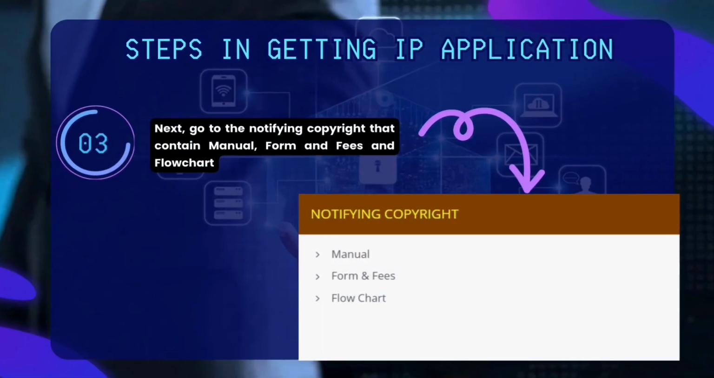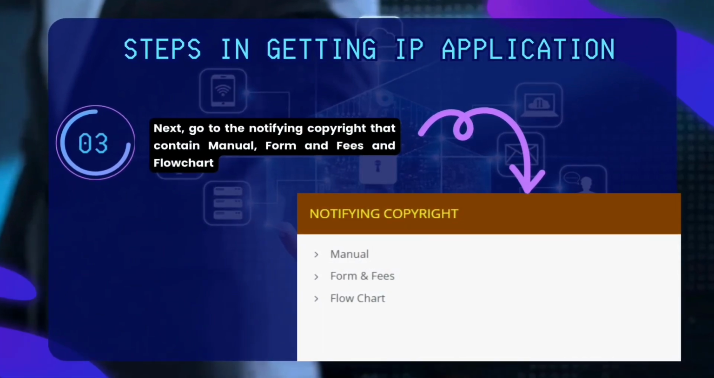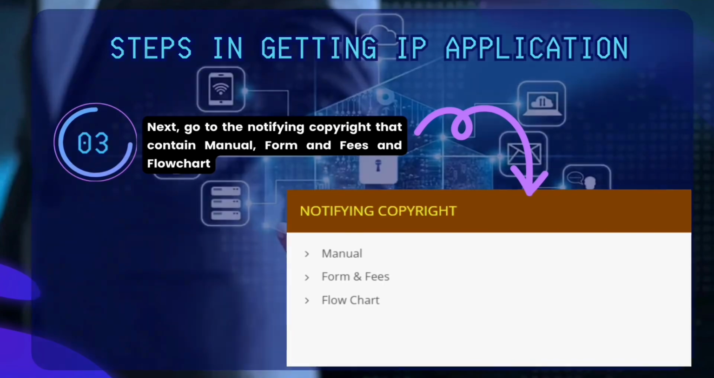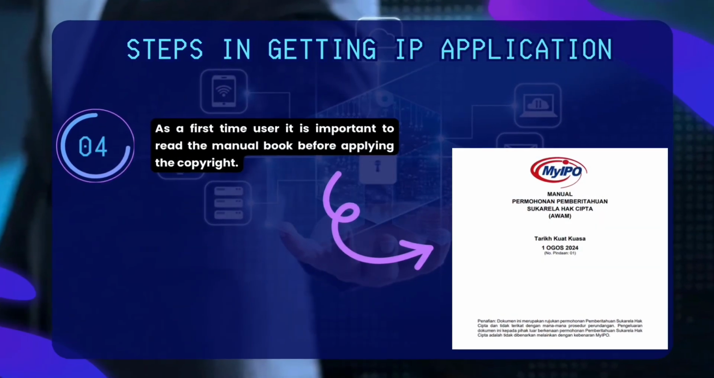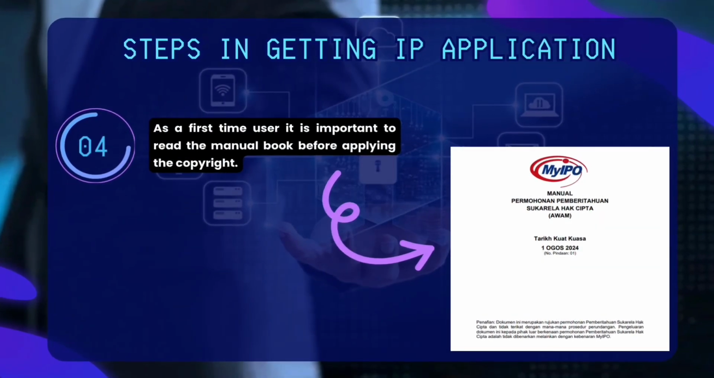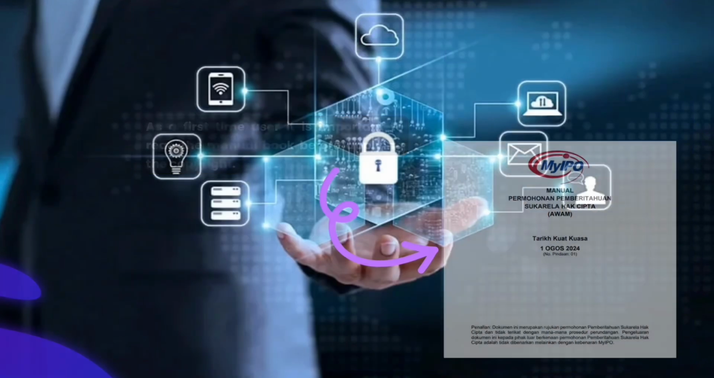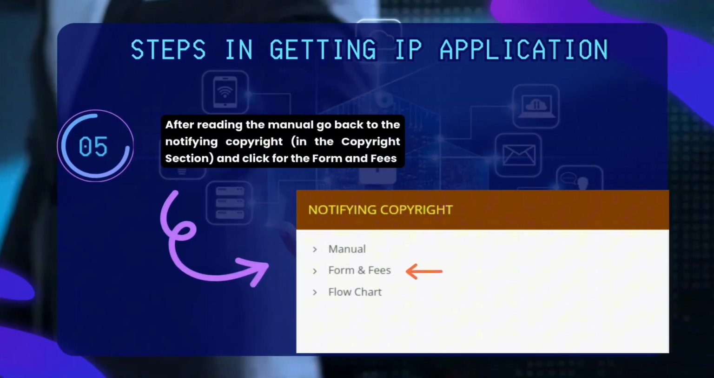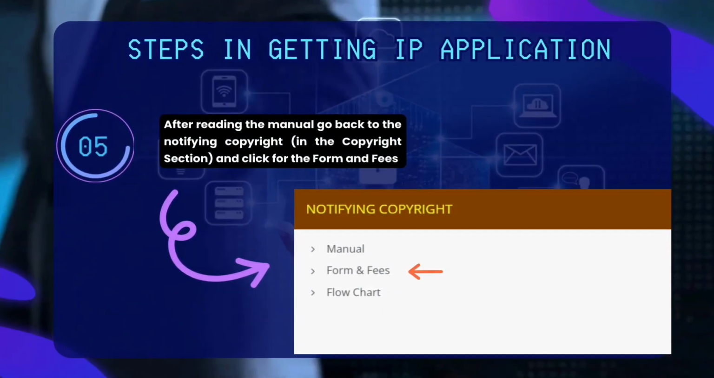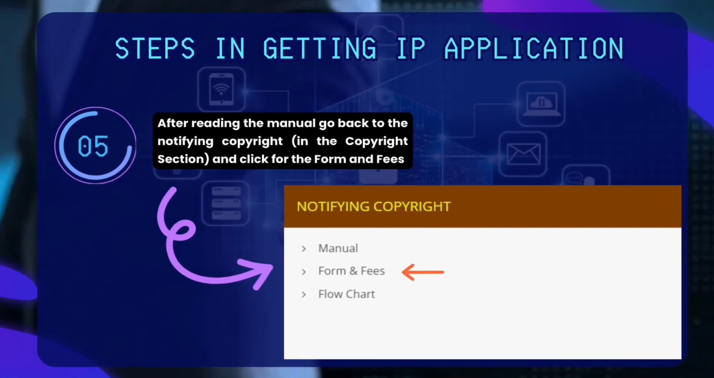Next, go to the notifying copyright that contains the manual, form and fees, and flowchart. As a first-time user, it is important to read the manual book before applying for the copyright. After reading the manual, go back to the notifying copyright in the copyright section and click for the form and fees.